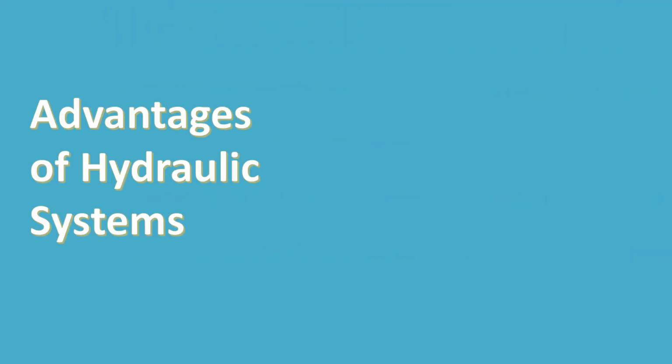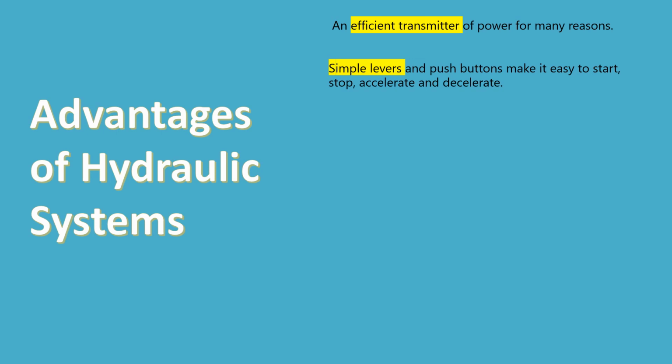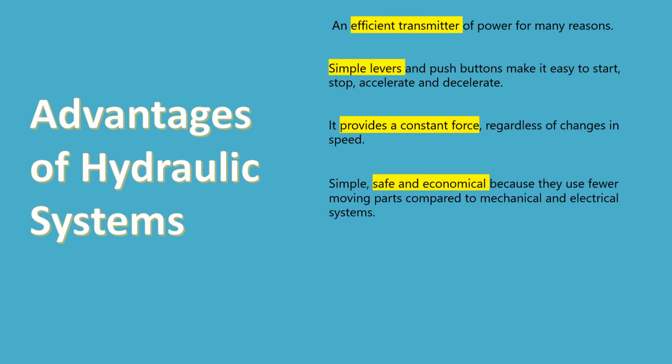Okay. Why this hydraulic system is used widely is because of its advantages. Okay, first, a hydraulic system is an efficient transmitter of power for many reasons. Second, simple levers and push buttons make it easy to start, stop, accelerate, and also decelerate. It also provides a constant force regardless of change in speed. It is simple, safe, and economical because they use fewer moving parts compared to mechanical and electrical systems, and also it is easier to maintain.